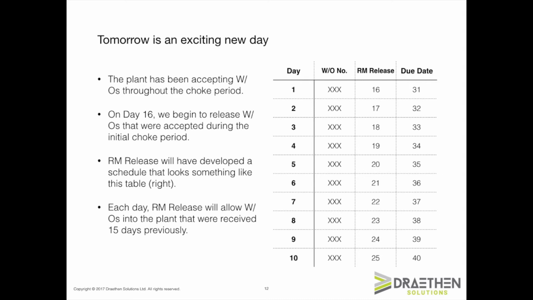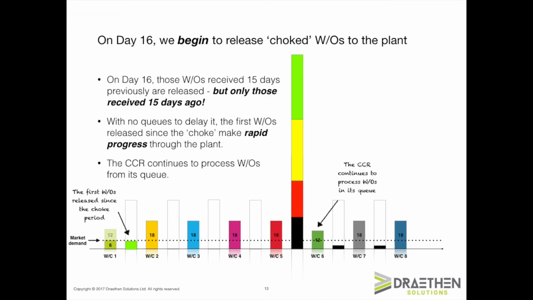The initial choke period where nothing has entered the plant is over, and we will release just those work orders that are due into the plant on the 16th. Day 16 begins with the release of raw material for an order accepted 15 days previously on the 1st. The work order is released to Work Center 2, who, because there is no queue at the Work Center, can begin immediately to set up and then process the released work order.